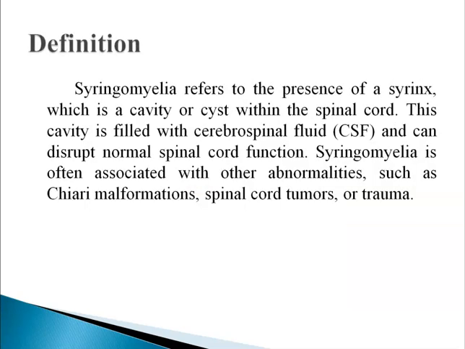Syringomyelia refers to the presence of a syrinx, that is a cavity or cyst within the spinal cord. This cavity is filled with CSF, that is the cerebrospinal fluid, and can disrupt the normal spinal cord function. It is often associated with other abnormalities such as Chiari malformations, spinal cord tumors, or trauma.